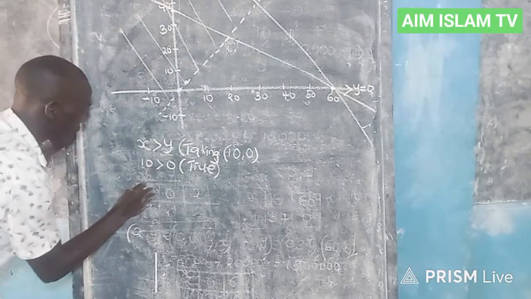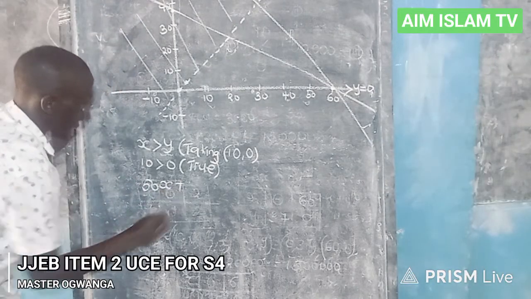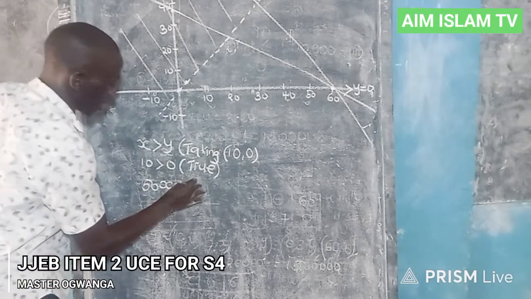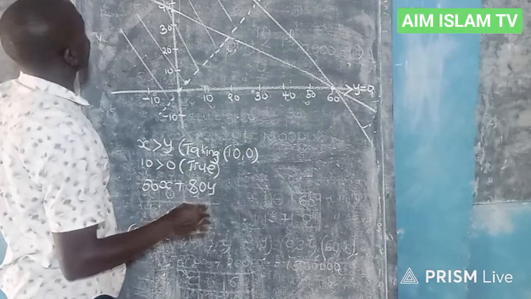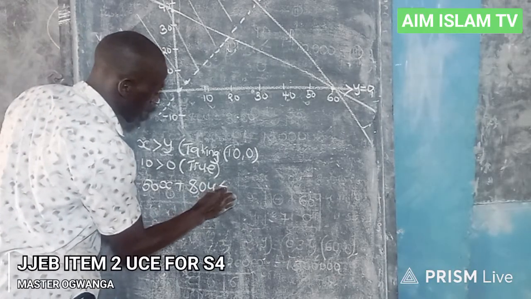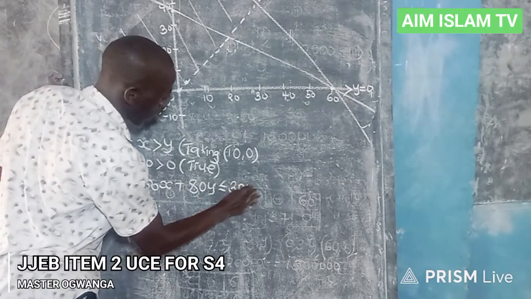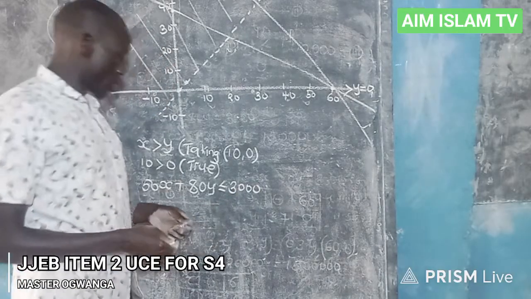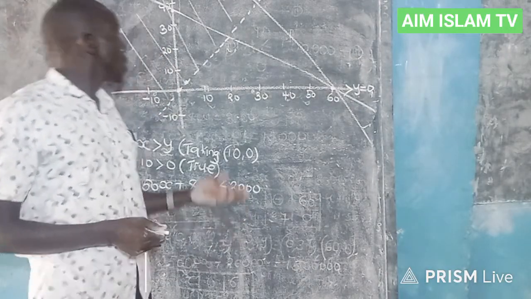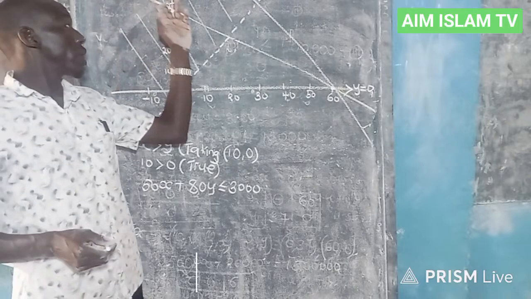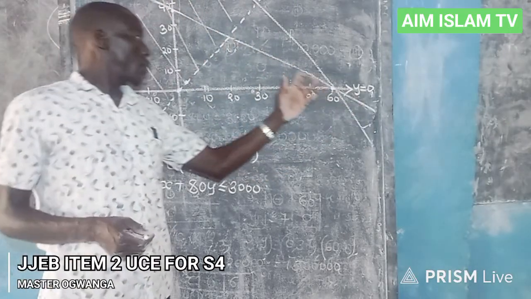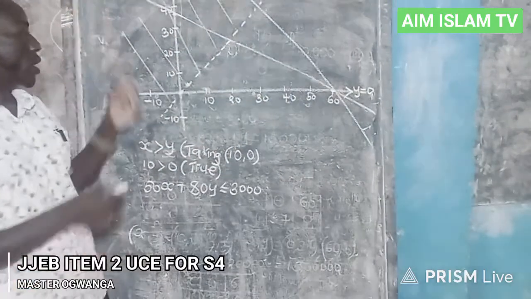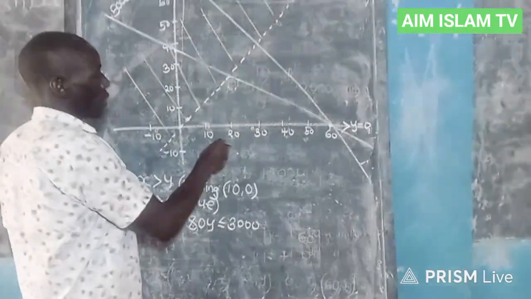I am going to take another line that was 50x plus 80y. Well, we said this was less than or equals to 3,000. So this is our line. We are going to take another point which is not going to lie on this line here. Any point that is outside this line.